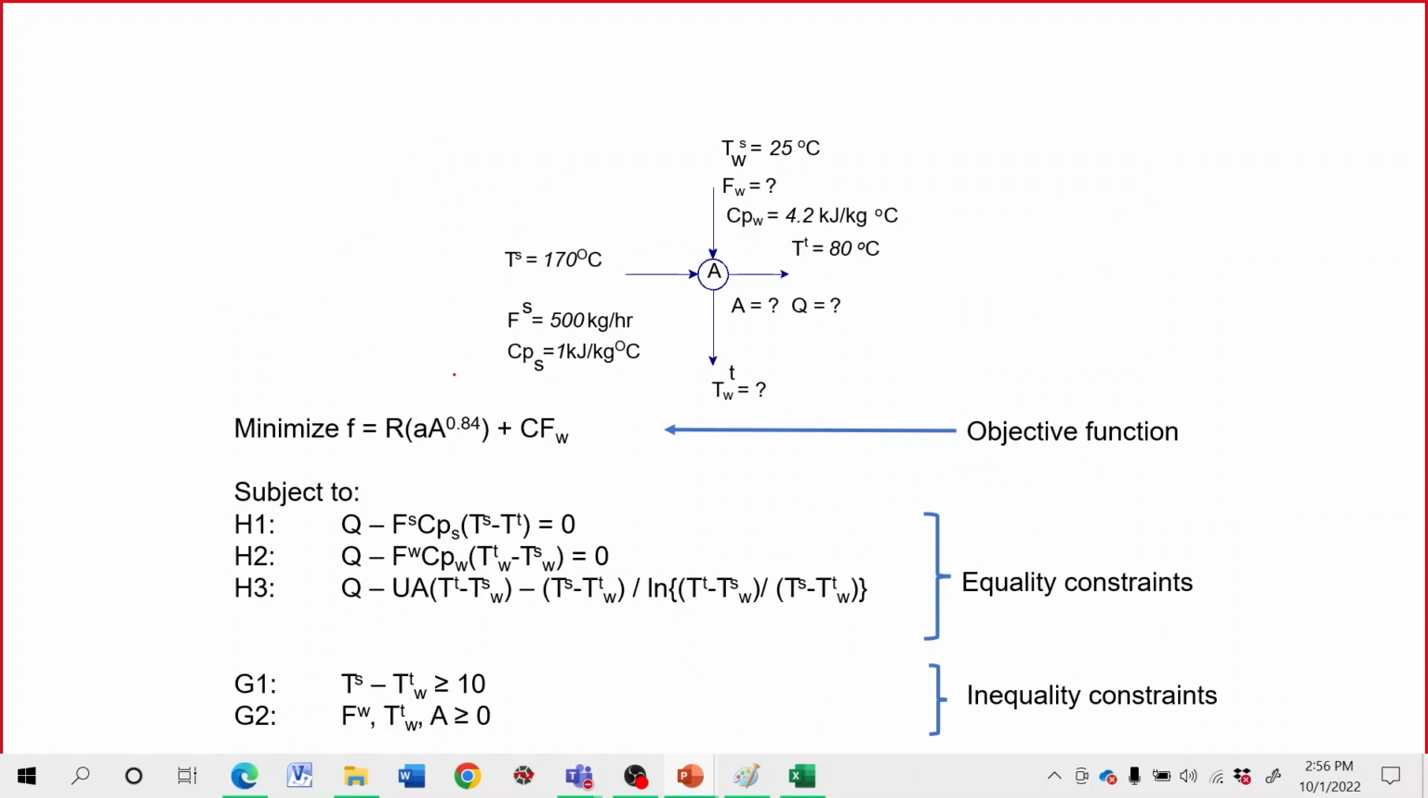I put it here. The objective functions are capital cost and operational cost. The equality constraints are the three energy balance equations. The inequality constraints are that delta T is larger than or equal to 10, and the flow rate, outlet temperature, and area of the exchanger all have to be continuous, real positive variables. They cannot be negative, but they can be continuous. I don't see any necessity for them to be integers.